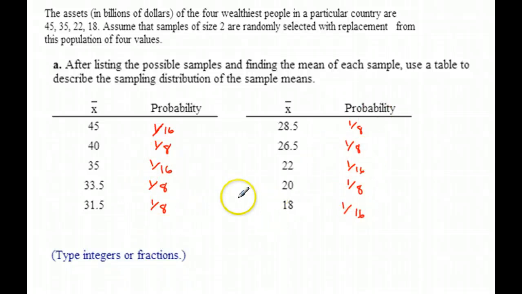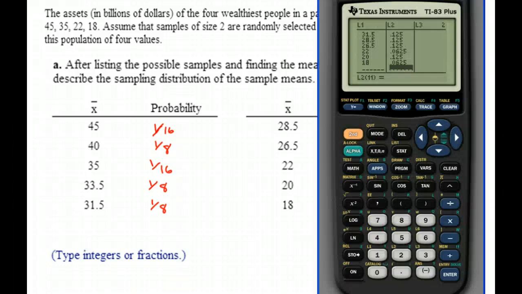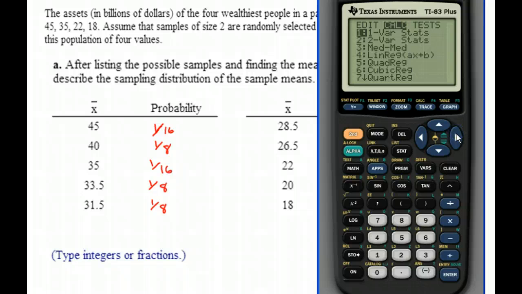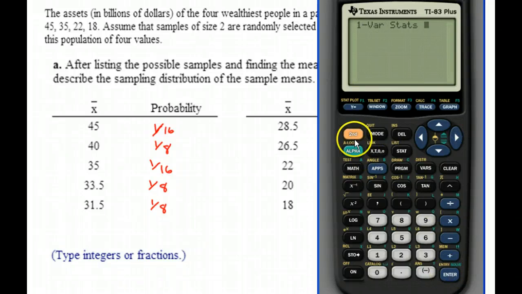Okay, you can pause it and look back and verify if you'd like. Now I'm going to put this probability distribution, what's in black in list 1 and what's in red in list 2. This 0.125 is 1/8, 0.0625 is 1/16. Then I'm going to hit stat, go over to calculate, one var stats, and tell it list 1, comma, list 2, enter. Our mean there is 30.